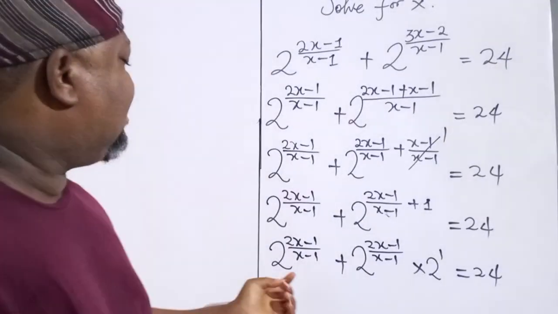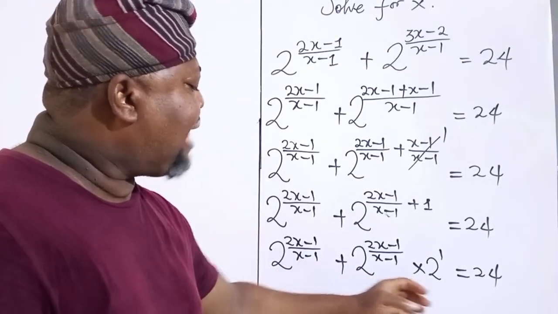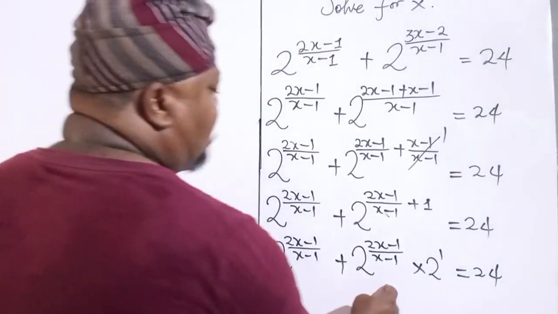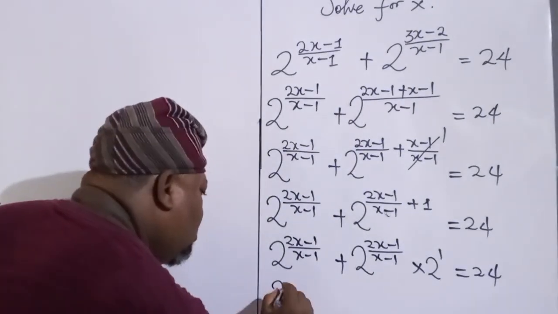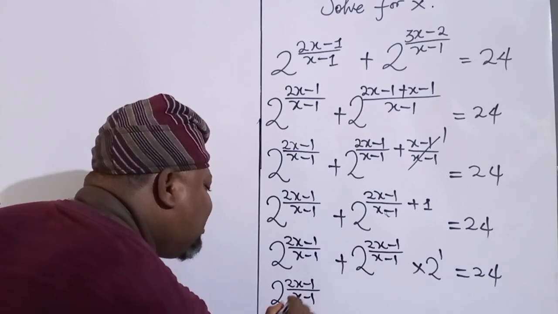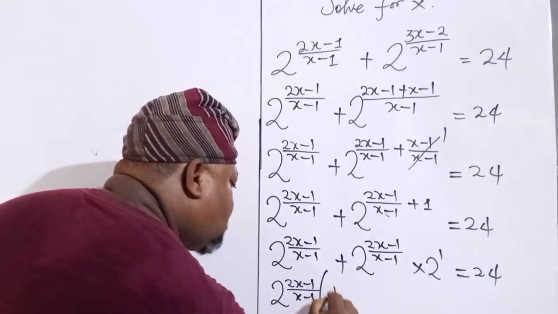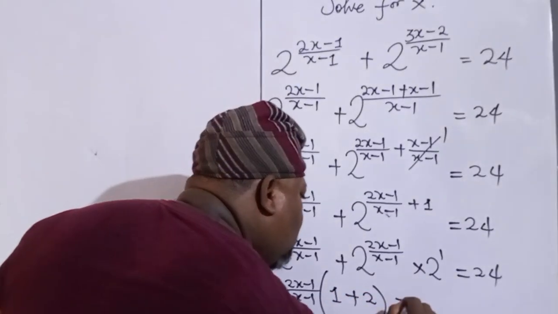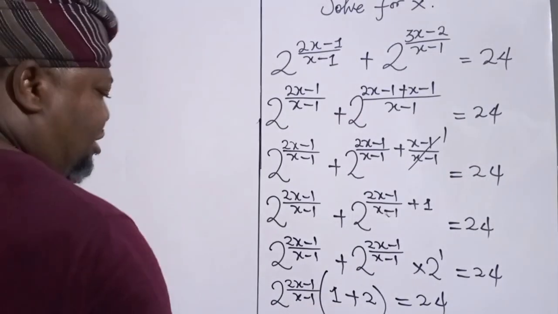factorize this out. This one and this one are common, or I can add the two together, but however, let me factorize this and this out from this expression here. We'll now be having 2 to the power of (2x minus 1) over (x minus 1) as a factor out. What's now left here is 1, then plus what's left here, which is 2, is equal to 24. So let's come to this side of the board right now.